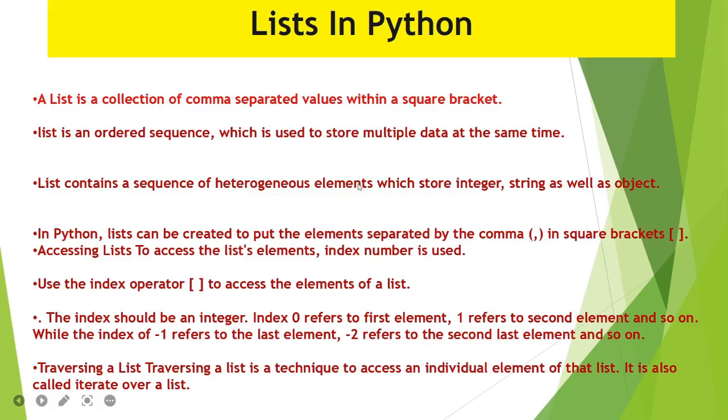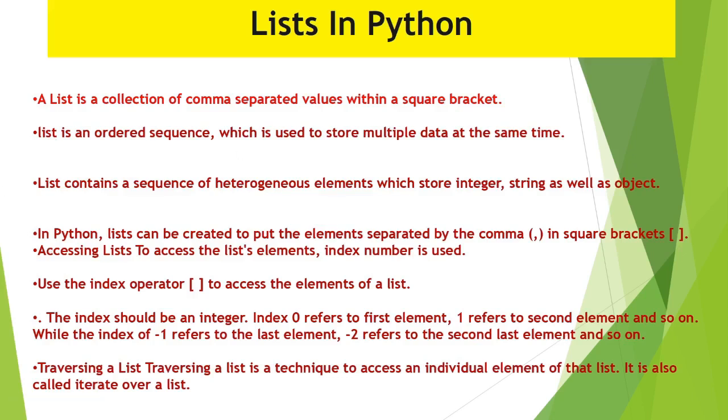Third point is list contains a sequence of heterogeneous elements which store integer, string as well as object, right? What is the meaning of heterogeneous elements, students? Dissimilar elements you can store inside a list variable, is it not? You can store integers, positive or negative, any float number, and strings also. So you can store any type of values inside a list variable, right? You can create a list from a tuple also. All these things we will see practically, students, right?